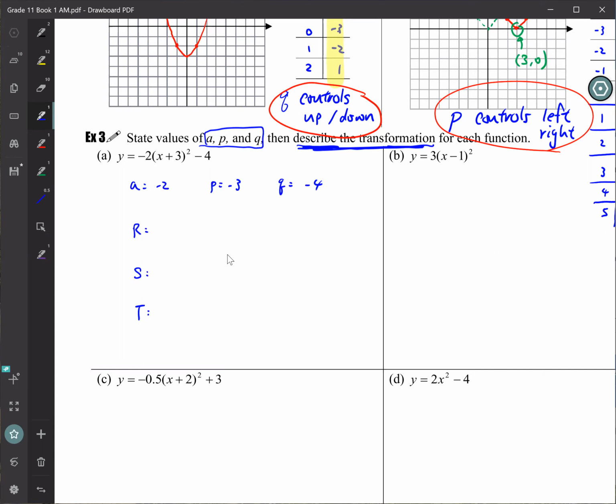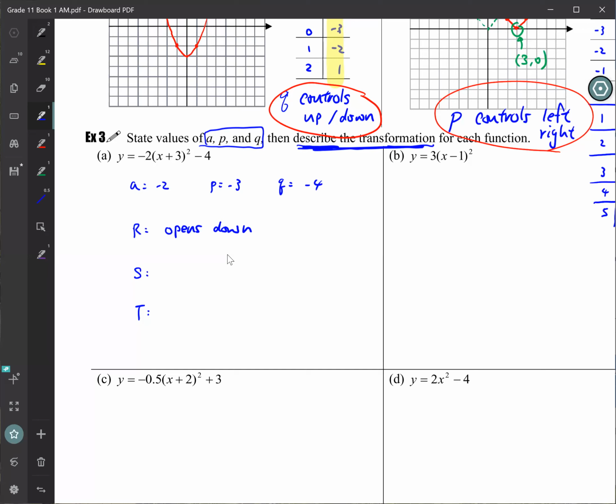Okay, so for R, you just need to tell me whether it opens up or opens down. So your shirt, does it open up or down? Opens down. Yep, very good. Opens down. Yeah, if you have open down, you cannot have open up. So only one answer.